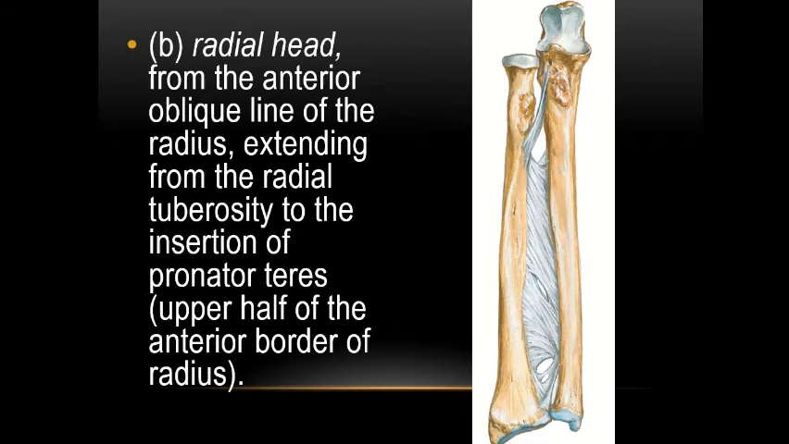The next part of origin is the radial head, from the anterior oblique line of the radius extending from the radial tuberosity to the insertion of pronator teres. From this radial aspect the flexor digitorum superficialis is also arising, means it is not only arising from the ulna, it is also arising from the radius.